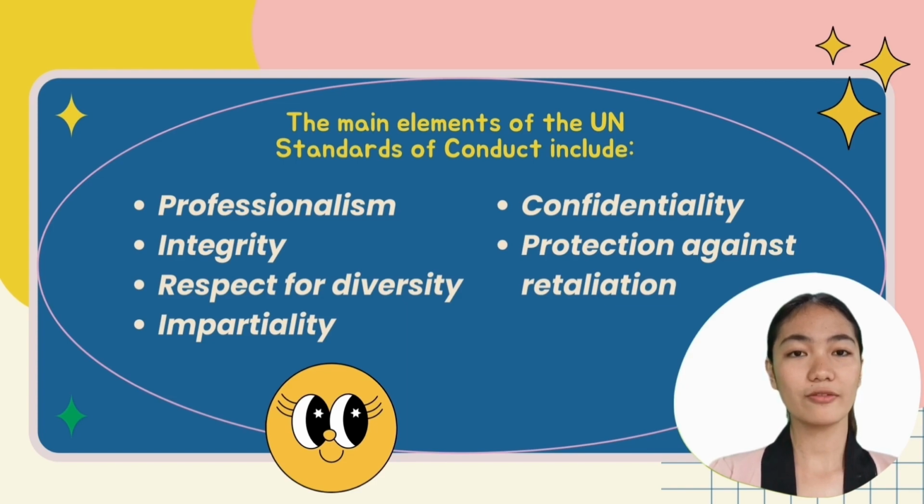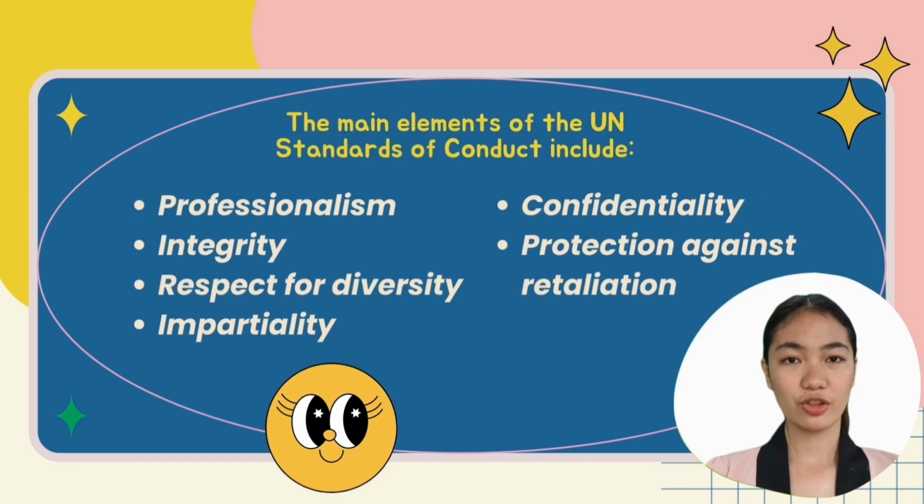Second, integrity. UN staff members are expected to act with honesty, transparency, and accountability in all their dealings, and to avoid any behavior that could be perceived as corrupt or unethical. Third, respect for diversity. UN staff members are expected to respect and value the diversity of cultures, languages, religions, and backgrounds of the people they work with and serve. Fourth, impartiality. UN staff members are expected to remain neutral and unbiased in their work, and to avoid any conflicts of interest or personal gain.